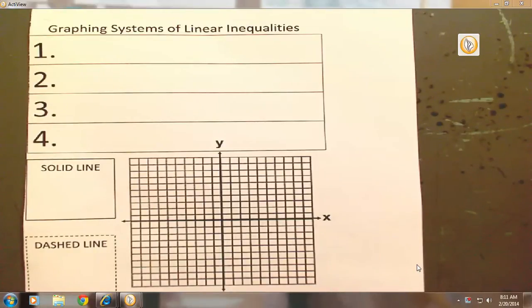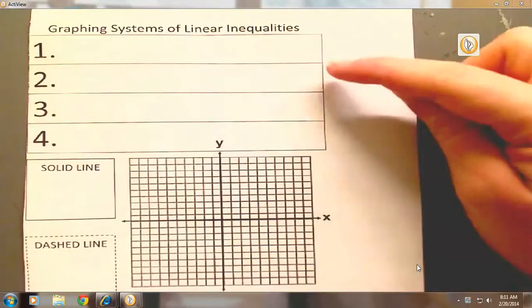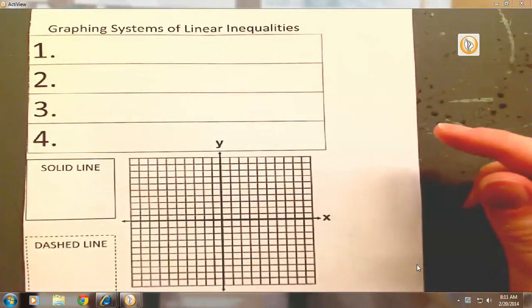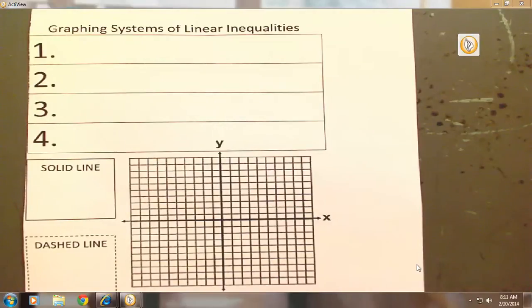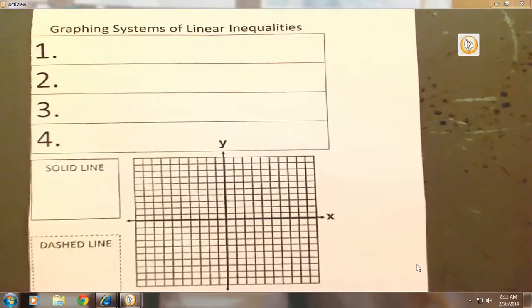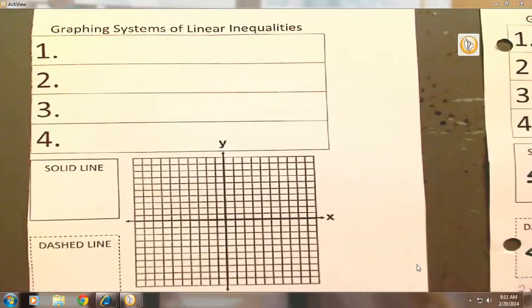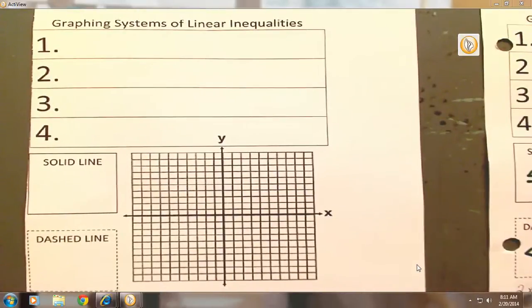You know how to graph systems. You know how to graph a linear inequality. We're going to put them together and graph systems of linear inequalities. So the first thing we're going to do is go through our 4 steps here at the top and write in exactly what we're going to do. This will be a good resource for you to use, so please fill in this note sheet accurately because it'll be a good resource to reference later.